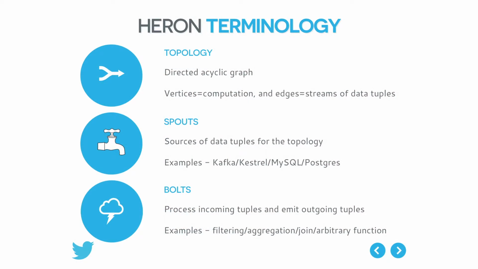So I'm going to jump directly into Heron itself. To give an overview of Heron, I will introduce the Heron terminology, which we just borrowed from Storm to keep it simple. A real-time job is called a topology, and a topology is nothing but a DAG. The vertices of the DAG represent the computation, and the edges between the vertices are essentially streams of data tuples.